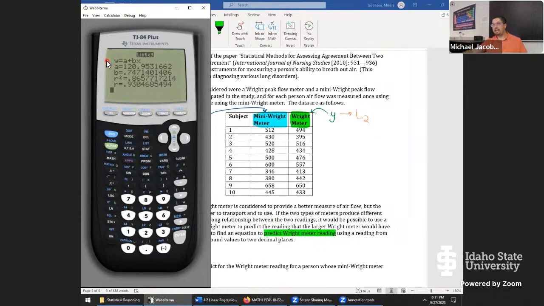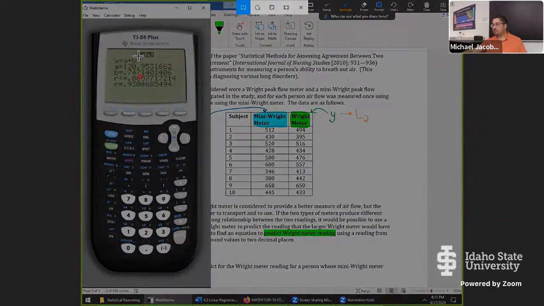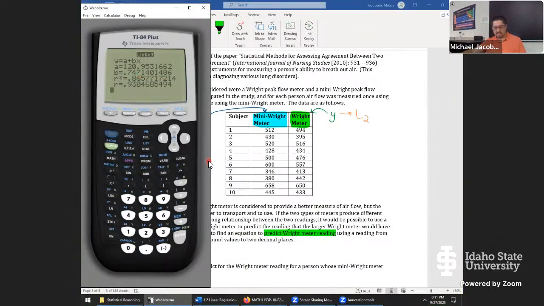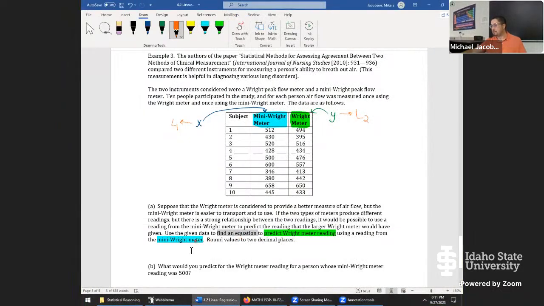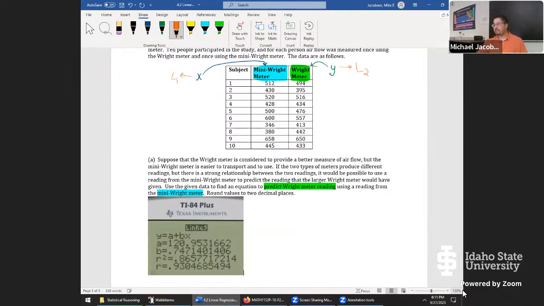It gave us y equals a plus bx, the value for a, which is the intercept, the value for b, which is going to be the slope. It gives us r squared, which we haven't discussed in this course, but also gives us the correlation coefficient r, which is pretty useful. If we take all this information, I'll just take a screenshot and make sure the red dot's not in there. And here's what it would look like in your calculator.